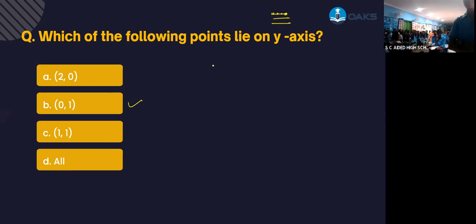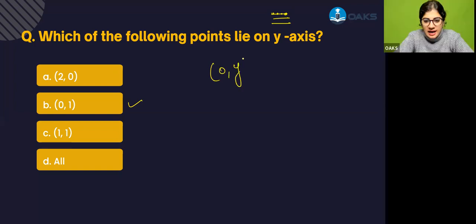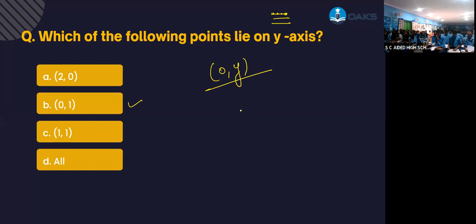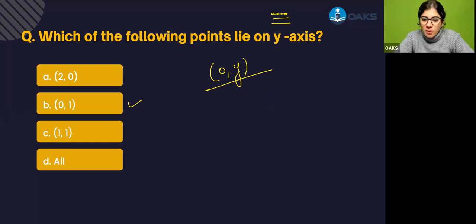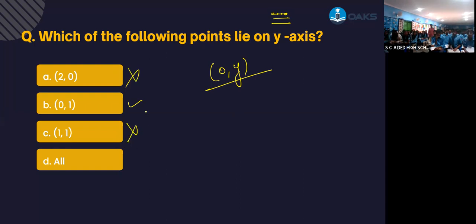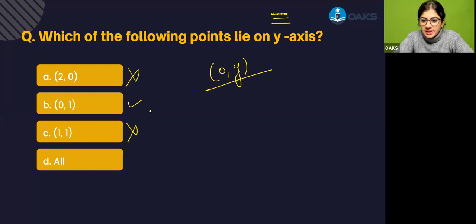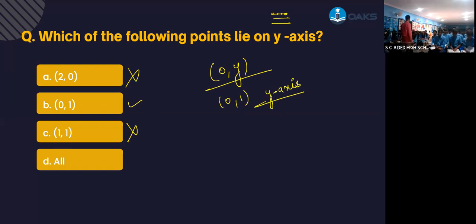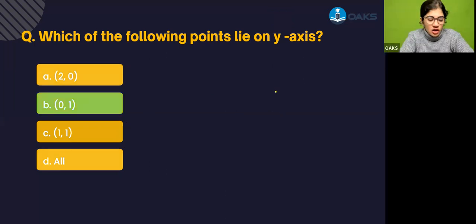So you have understood that it is kind of a point (0, y). That is not this point, not this point. It's only the second point, right? (0, 1) will lie on y-axis. Everybody understand this point? Okay, so B is the correct option.